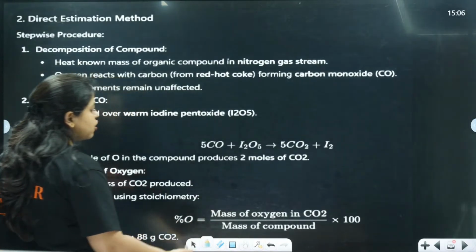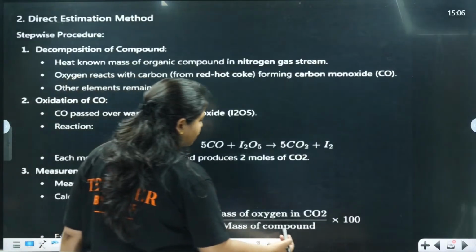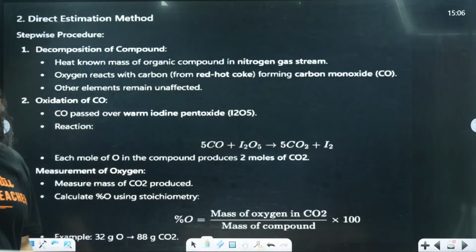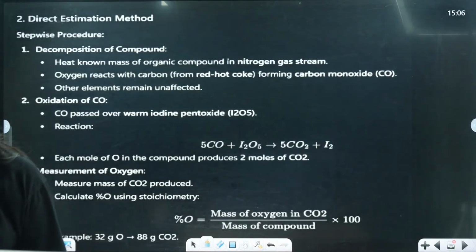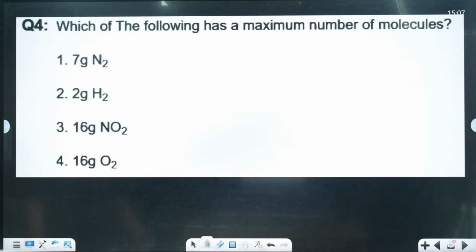Here the percentage oxygen is the mass of the oxygen in the CO2 divided by the mass of the compound, into 100. Clear? In this way you can do it. Done? Yes. Let's see 2-3 questions. It's already late, I guess, but we'll see 2-3 questions.